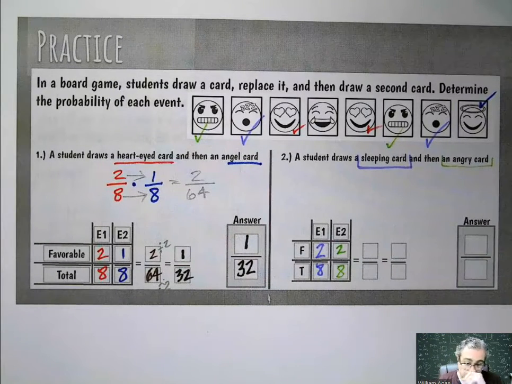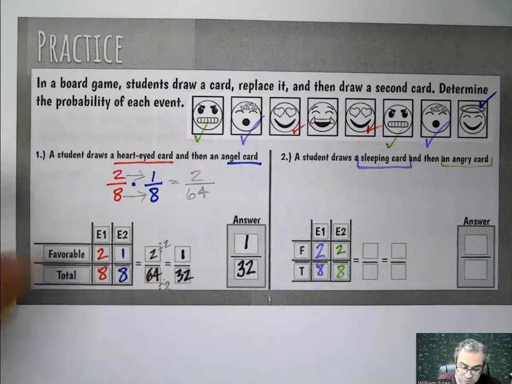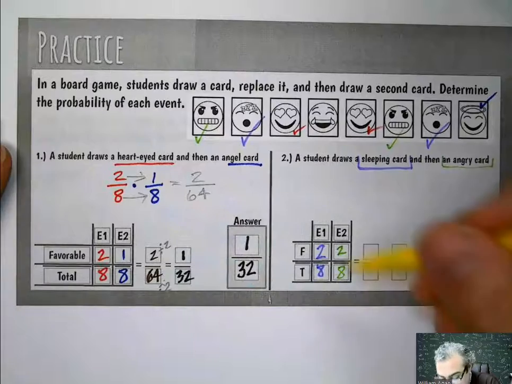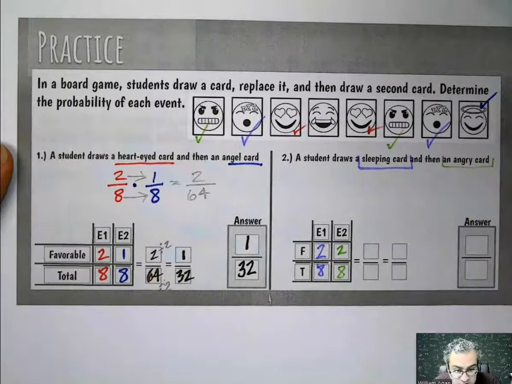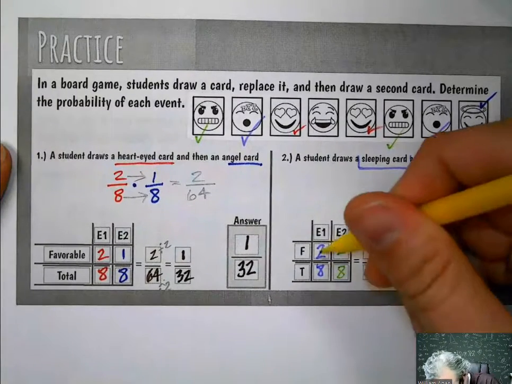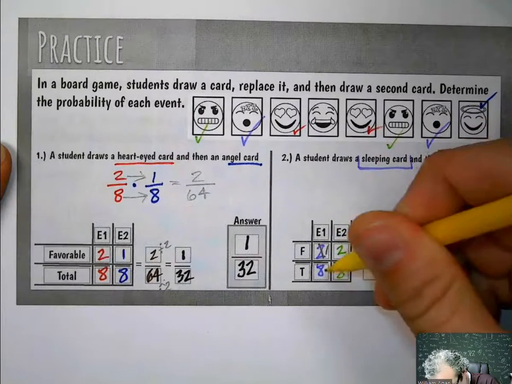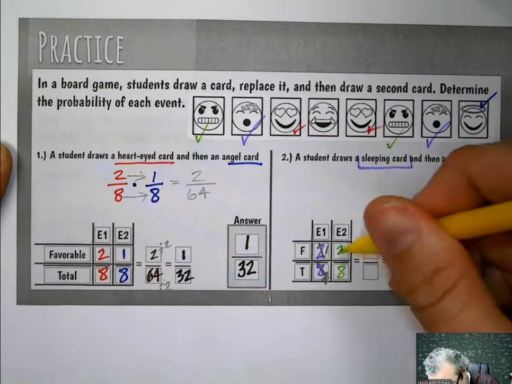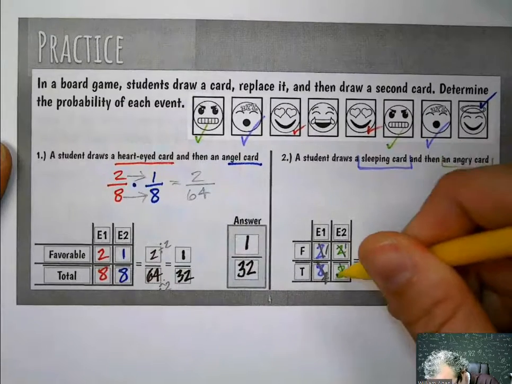Now, what I like to do here, whenever we are doing multiplication of fractions, it's best to simplify before you multiply. On this one you can simplify these fractions before you get into the multiplication. That way, you won't have to simplify big numbers. So 2 and 8, those are both divisible by 2. So this 2 divided by 2 goes to 1, and 8 divided by 2 goes to 4. Same with this. 2 goes to 1, 8 goes to 4.